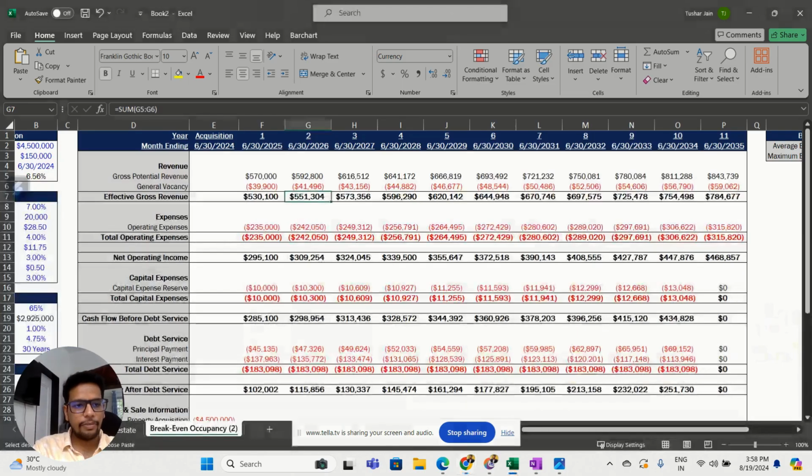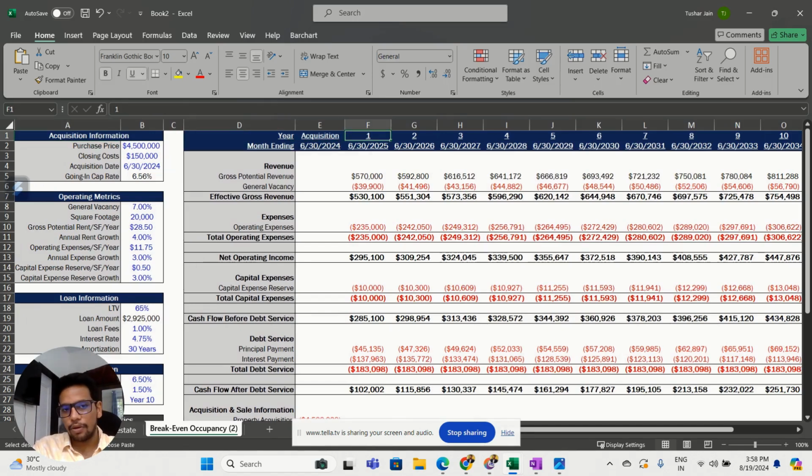Now we will calculate our break-even in Excel. So we have a commercial real estate deal over here, and we can see that we have some assumptions for the deal. We have the acquisition information, which includes the purchase price, closing date, and acquisition date of the deal. Then we have the operating metrics, which include the general vacancy, square footage, and the gross potential rent every year. Then we have the loan information of the property. And in the last, we have the sales information.